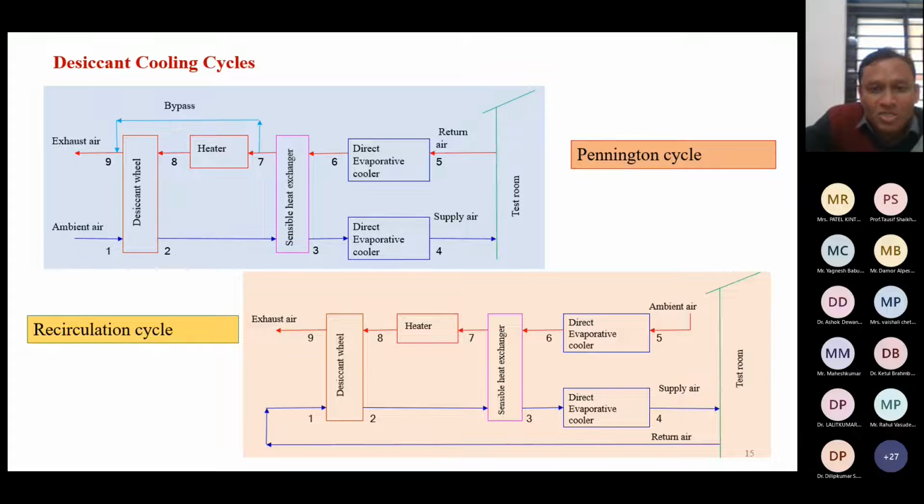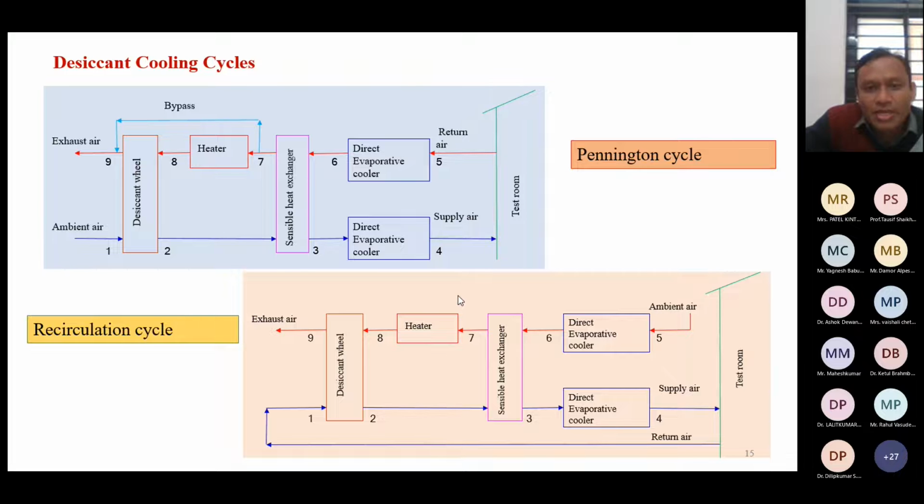The air is supplied initially from the ambient air to the desiccant wheel, and it is dehumidified first. Then we supply it to the sensible heat exchanger, and then further it is moved to the direct evaporative cooler. This is the initial cycle developed by Pennington in 1935.